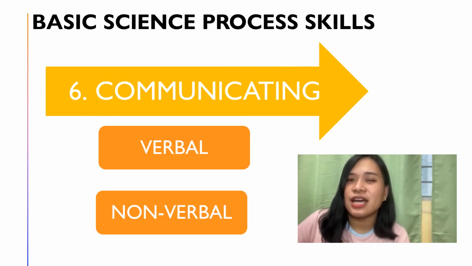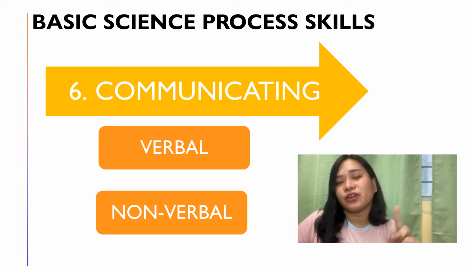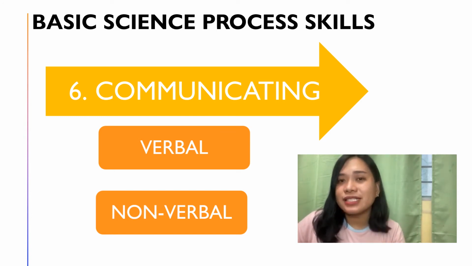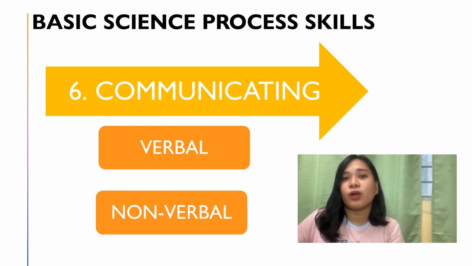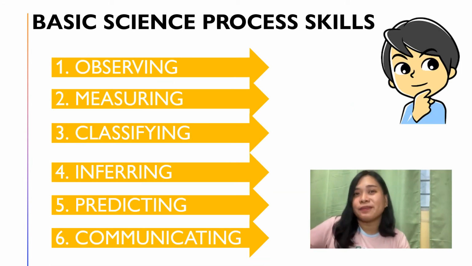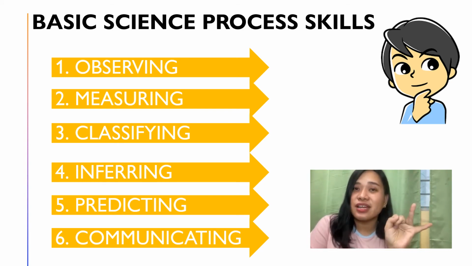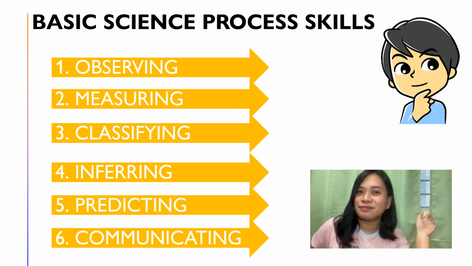And the last basic science process skill is communicating. There are 2 ways to communicate. We have the verbal and the non-verbal. When we say verbal, it could be written or spoken, just like this one. And when we say non-verbal, it could be in a form of pictures, illustrations, graphic organizers, graphs such as pie charts, or bar graphs. So those are the basic science process skills. We have 6: observing, measuring, classifying, inferring, predicting, and communicating.